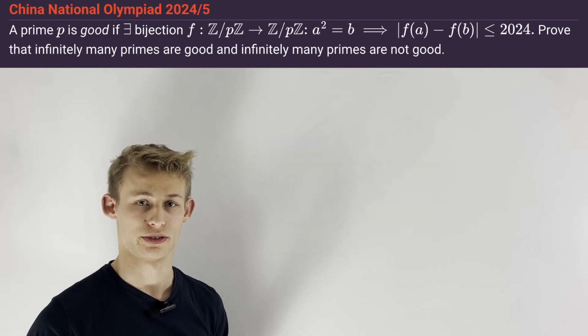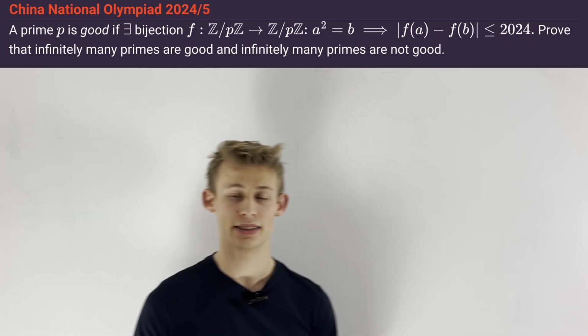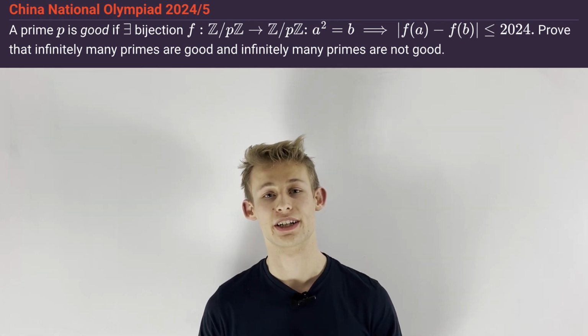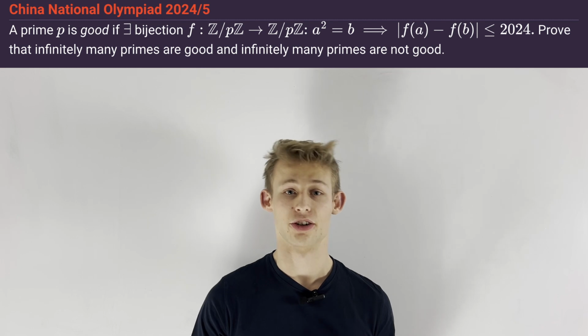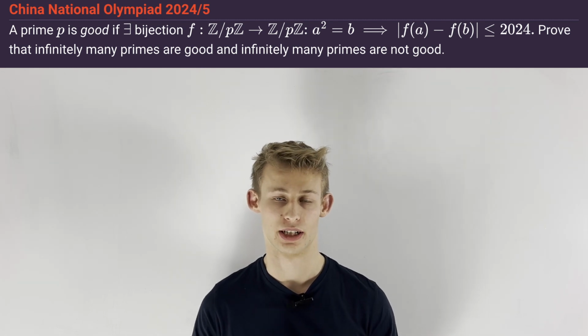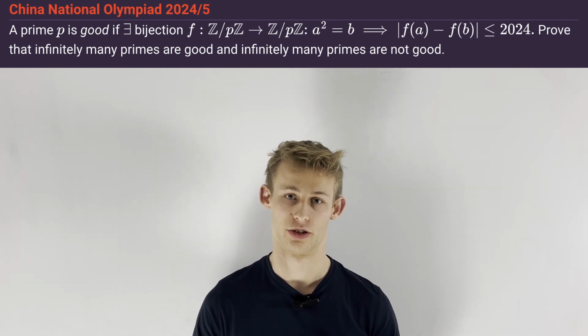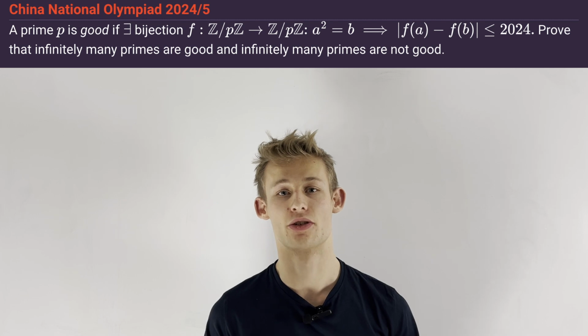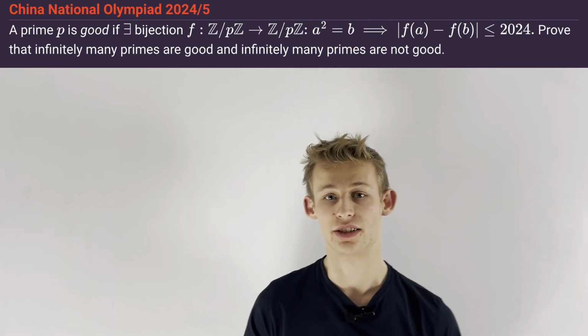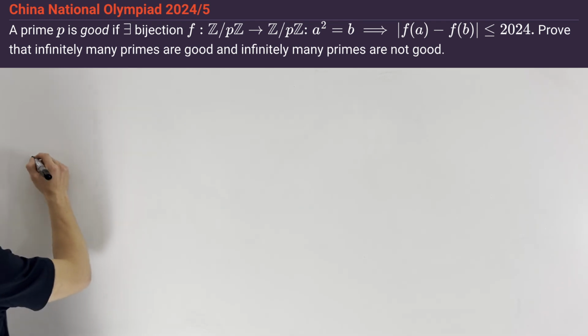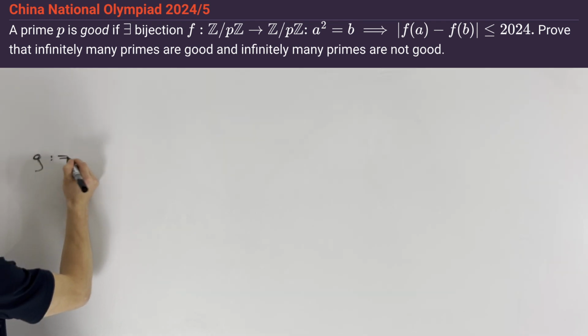The problem asks us to prove that we can find infinitely many prime numbers p such that they are good, and on the other hand, we can also find infinitely many prime numbers p that are not good. Since the equation a² ≡ b modulo p is purely multiplicative, it's convenient for us to define g to be a primitive root modulo p.